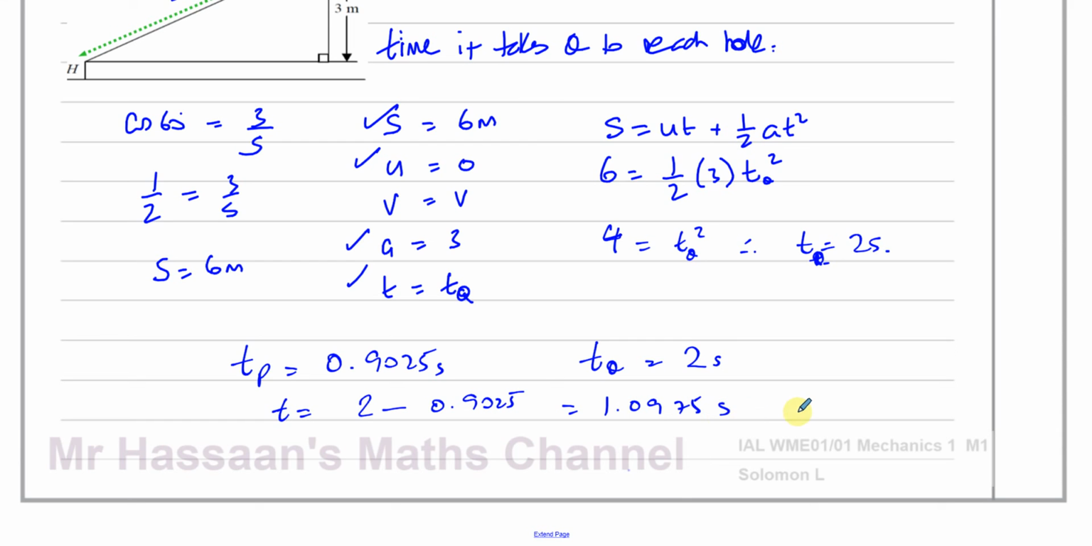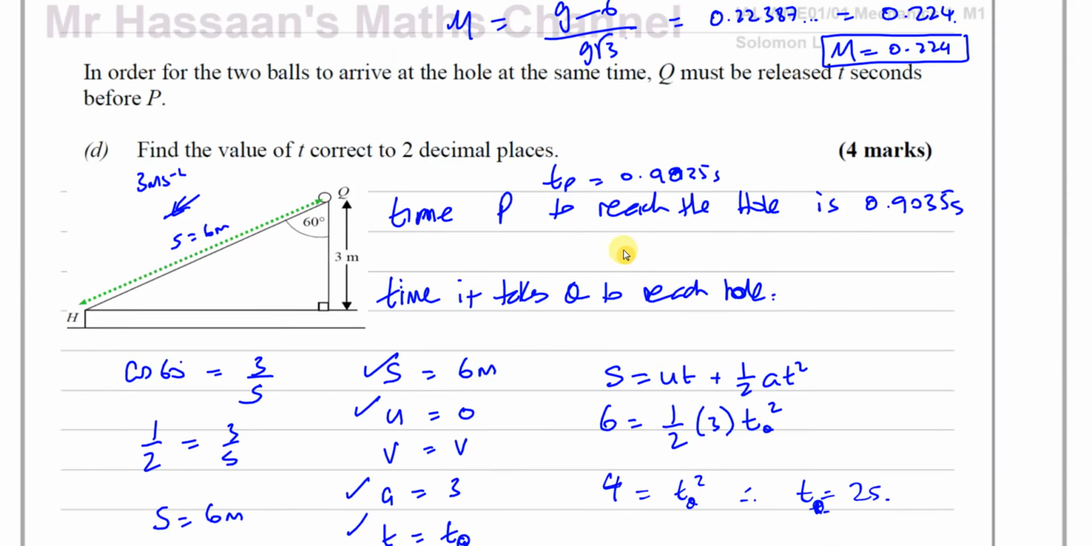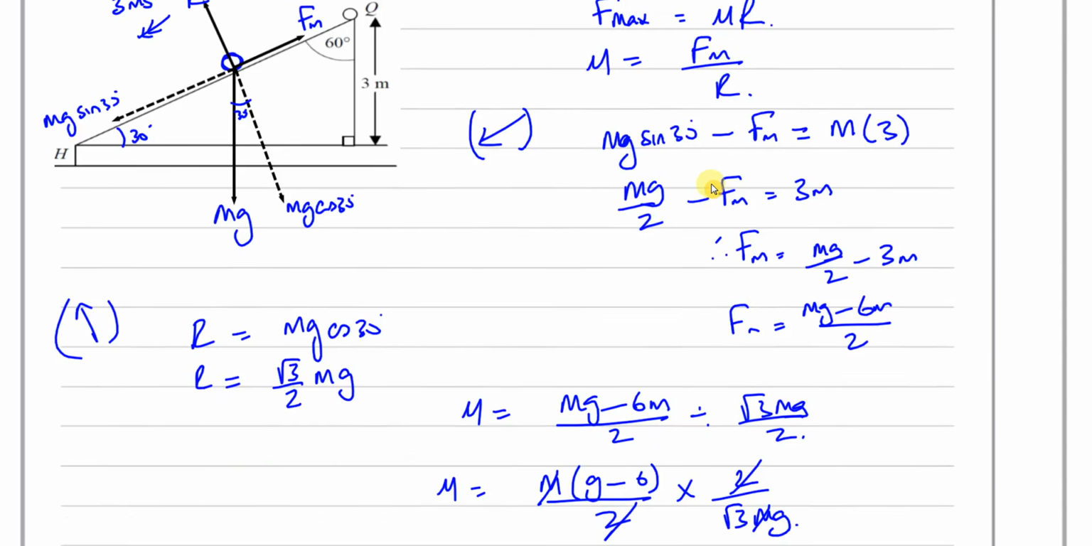1.0975 seconds, which we round to 3 significant figures, 2 decimal places. It's going to be basically 1.10 seconds. So you have to put the 0 there to show that we rounded to 2 decimal places. This 7 is going to make that become 10, and you can't write 10 here, so it'll be 1.10. Okay, so time is 1.10 seconds. That's the answer for part D, and that concludes this question.